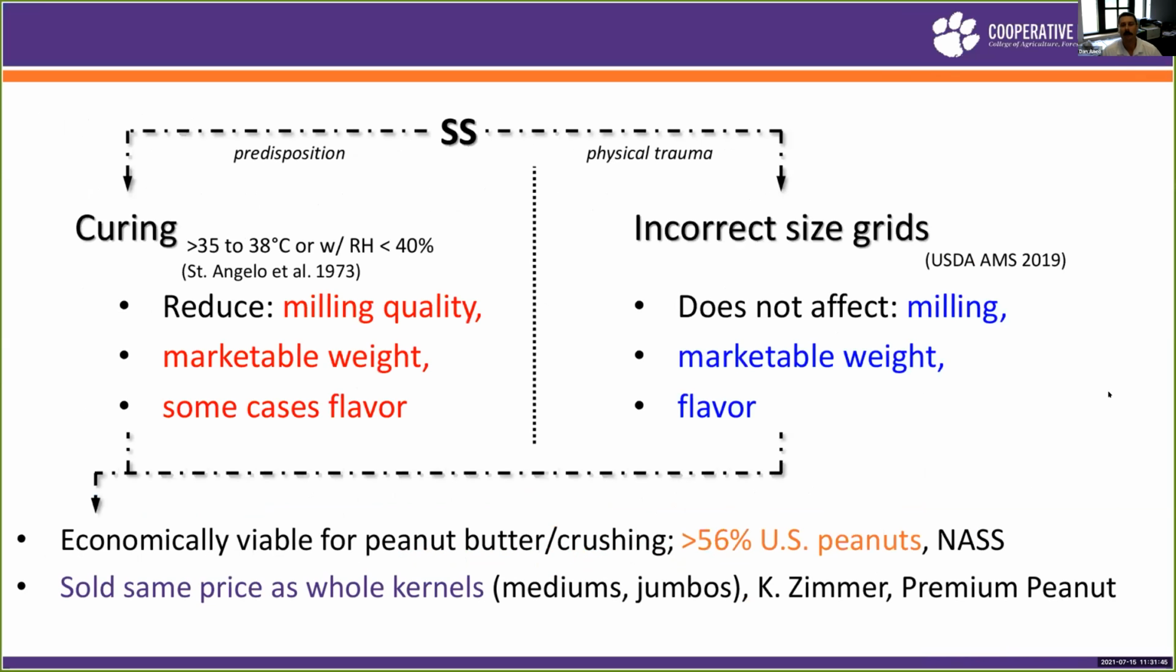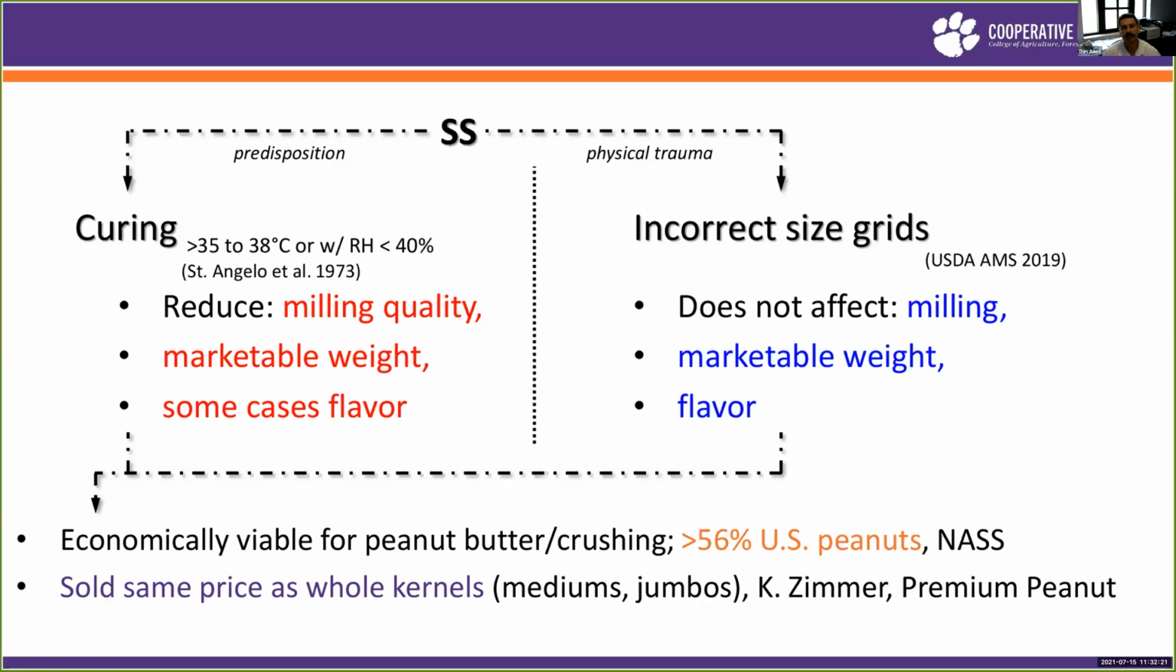So sound splits, where did you come from and where do you go? There are 2 primary avenues by which we see an increase in sound splits. The first is a predisposition, an increased rate of creating sound splits, through curing regimes that include high temperatures and/or low relative humidity. That results in a rapid drying condition for the load. And this has been associated with reduced milling quality, marketable weight, and in some cases, flavor, particularly when immature peanuts are cured as such.